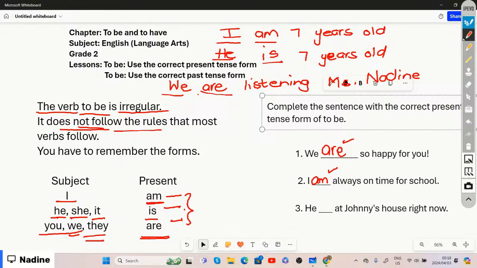The next one says he. We're referring to one person, right? Do we say he am, he is, or he are at Johnny's house right now? We're referring to one person. Do we say he am, he is, he are at Johnny's house right now?